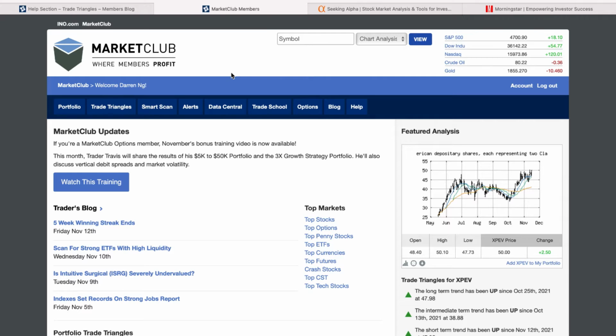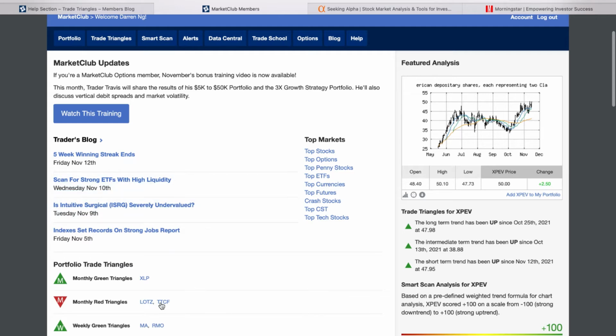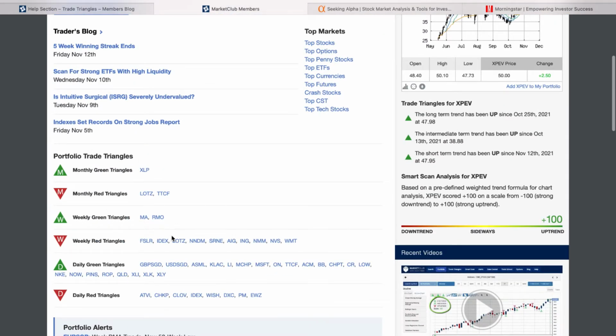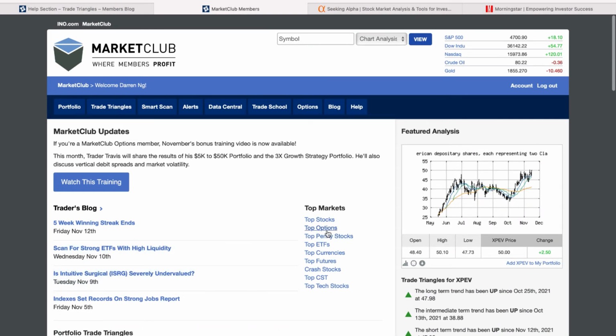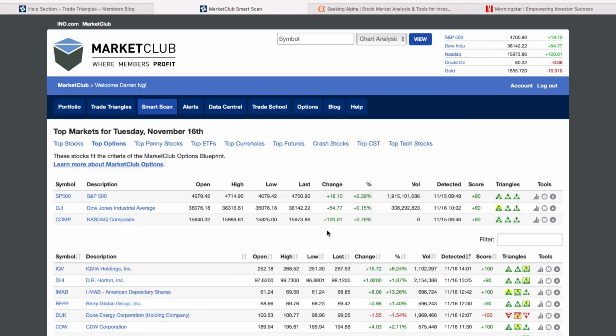So when you enter the Marketclub homepage, this is how you'll see. There's actually a lot of things that you can do, and you can also look at your portfolios and see if the triangles have changed. Okay, I normally will just click here, the top options. The reason is that I'm more interested in finding long-term option plays known as LEAPS, so I want stocks with a very high open interest, which Marketclub scans actually help with.